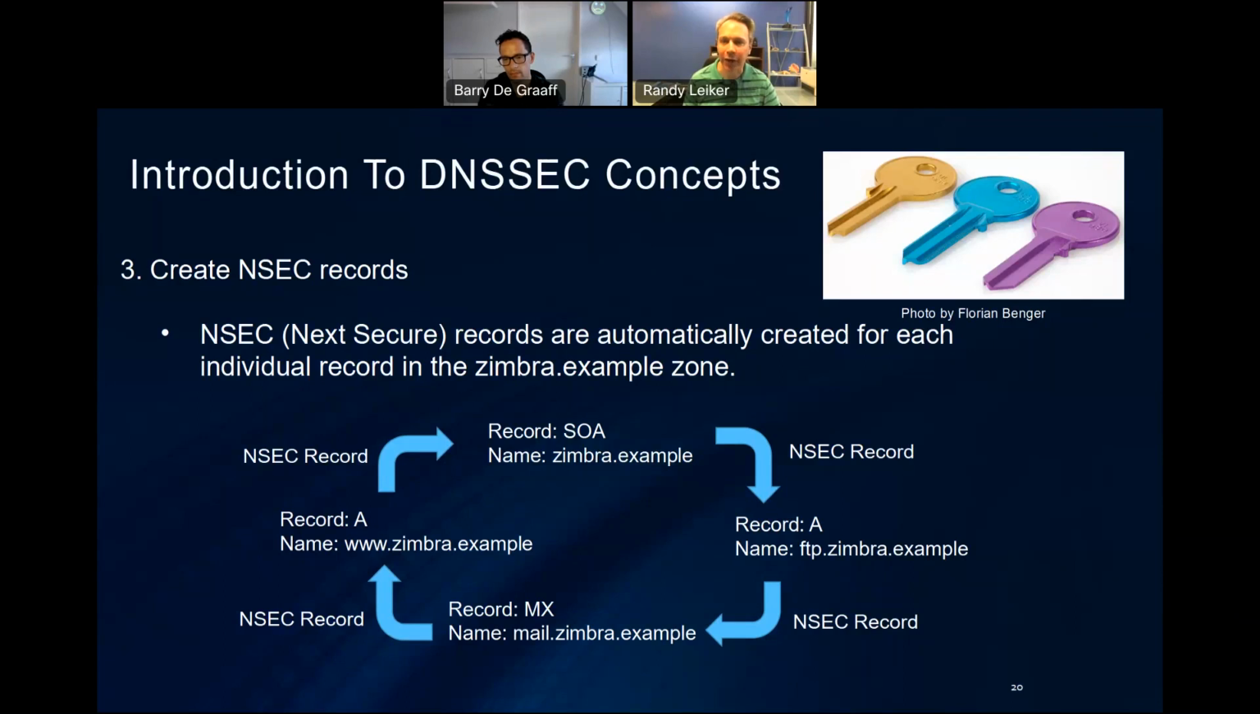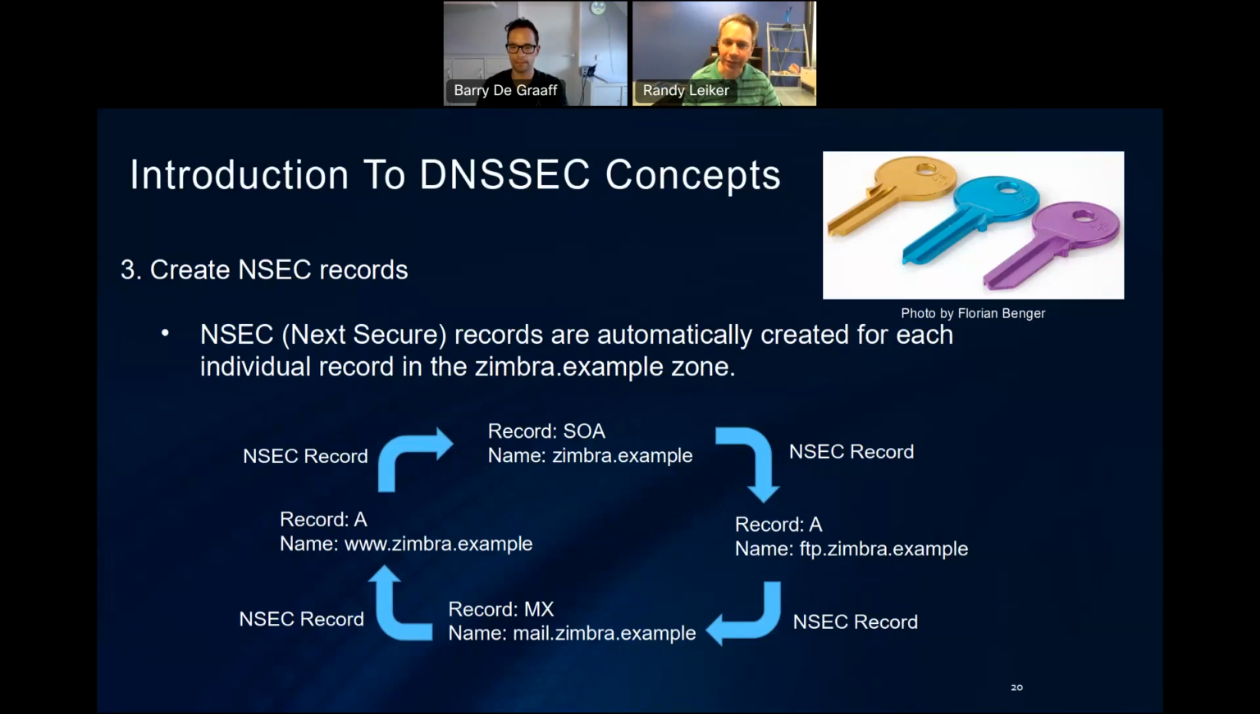Likewise, the NSEC record for ftp.zimbra.example would then point to mail.zimbra.example, followed by an NSEC record that points to www.zimbra.example, until it finally loops back to the start, pointing again back to that same SOA record for Zimbra.example. Now you may be wondering what purpose an NSEC record serves in real-world use. So if you recall from earlier in the webinar, one of DNSSEC's design goals is its ability to prove that a name definitively does not exist.